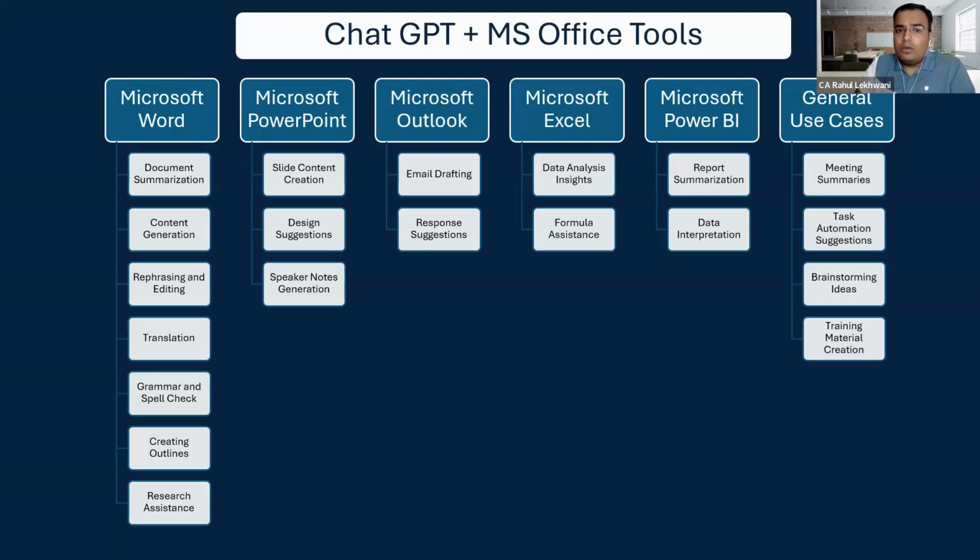Okay. Then there is email drafting, response suggestions. We are going to see not with Outlook, but I'll show you with Gmail. Okay, the same way you can integrate it with Outlook also. So for example, if I have received a mail and I don't know what reply I should give to the other person, I can use ChatGPT to give the replies.